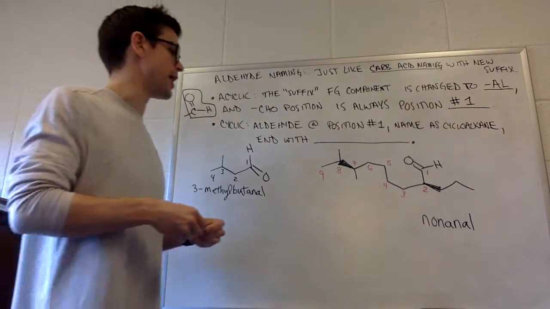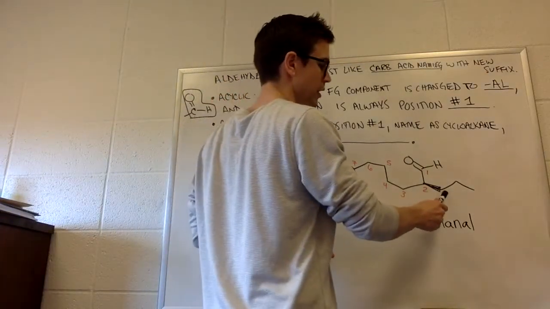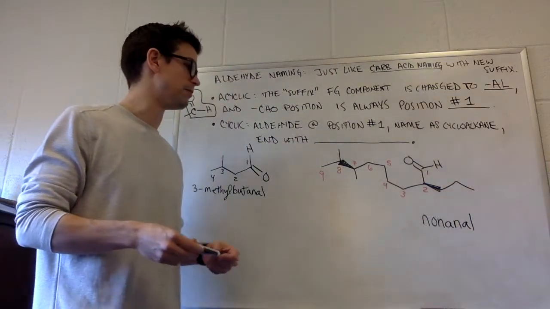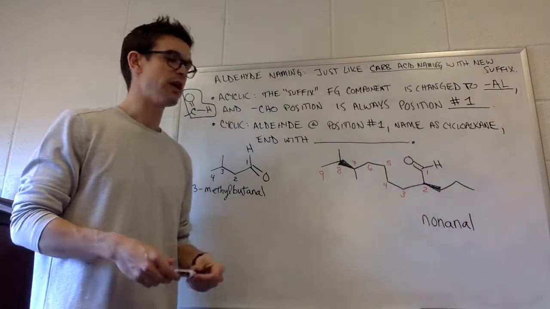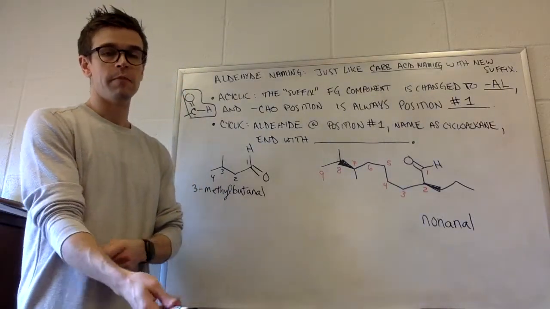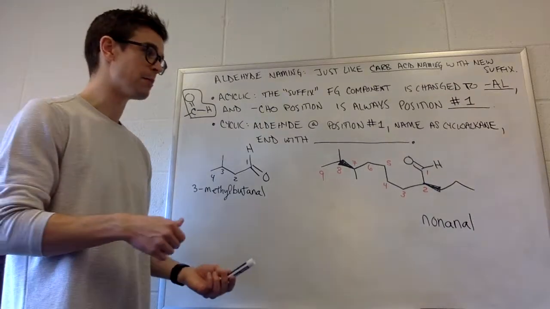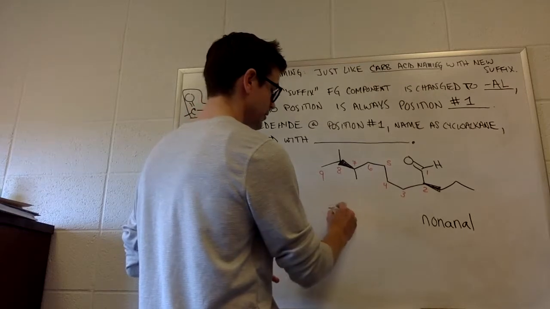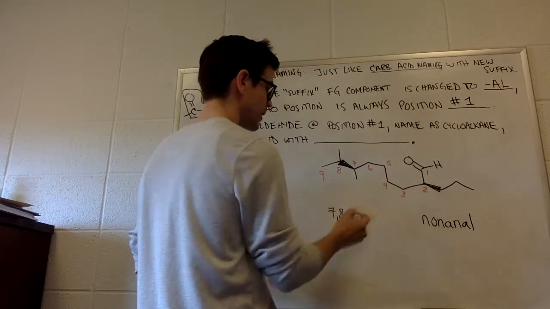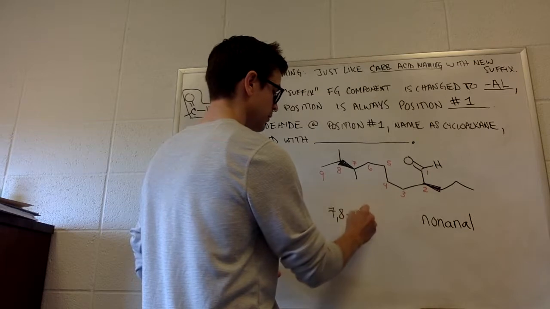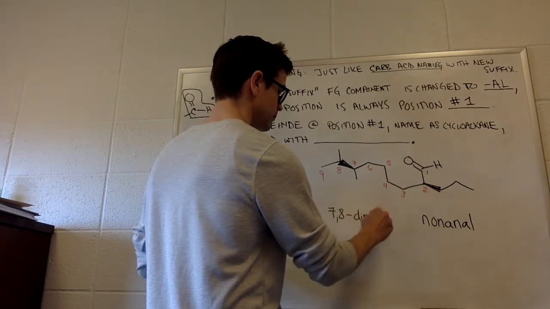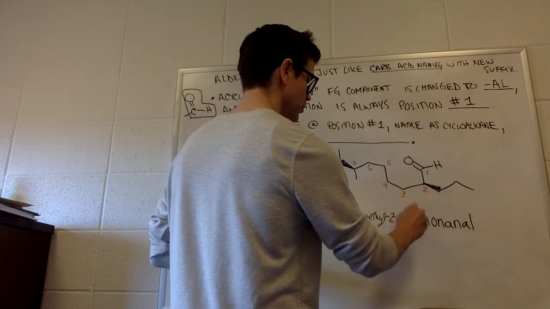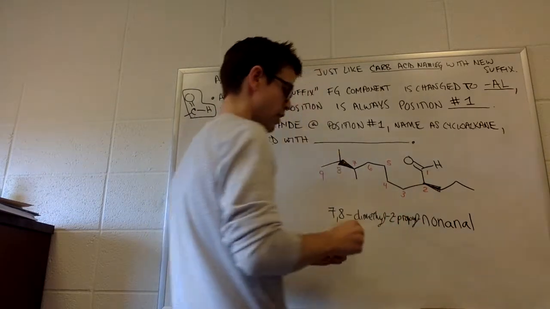So now is the part where we need to add stuff for the substituents. What substituents do we have? At position 2, we have a 1, 2, 3 carbon unit. That's a propyl. And then at positions 7 and 8, we have methyl groups. So alphabetically, M comes before P, so we would do the methyls first. So it's going to be something like 7,8-dimethyl, and then 2-propylnonanal.